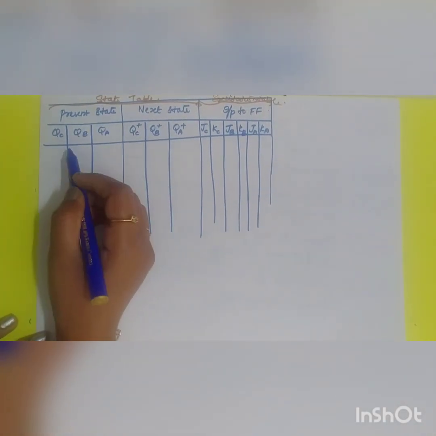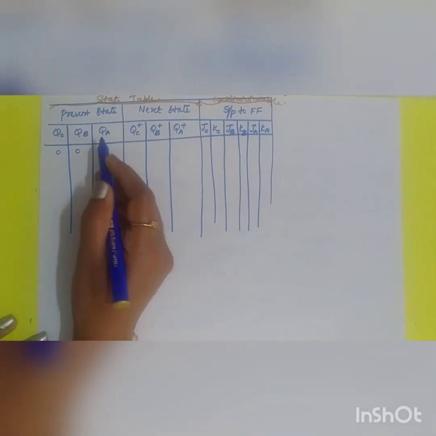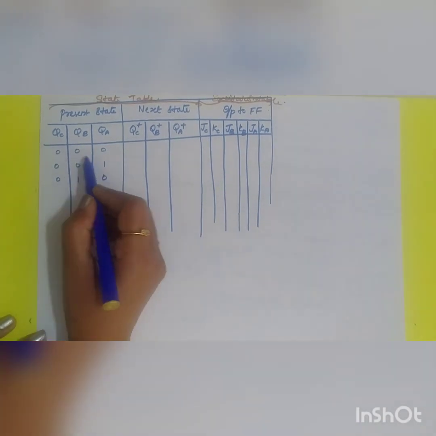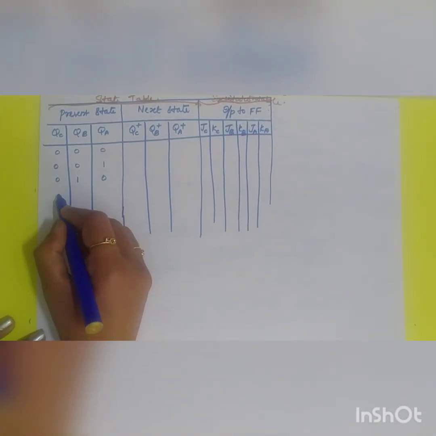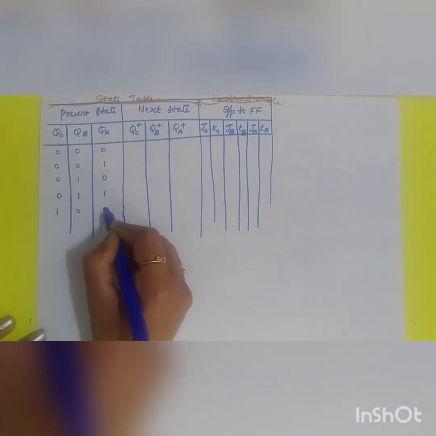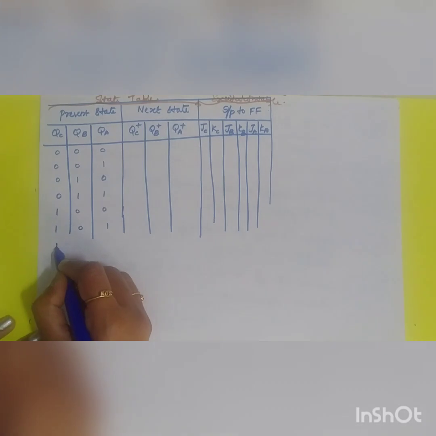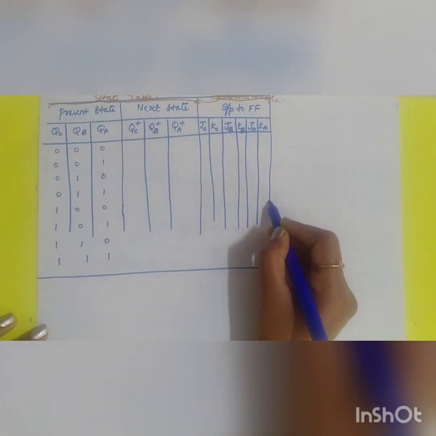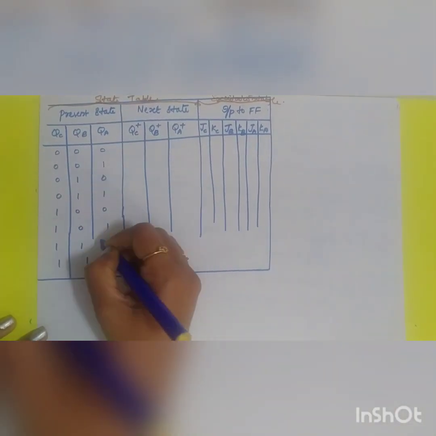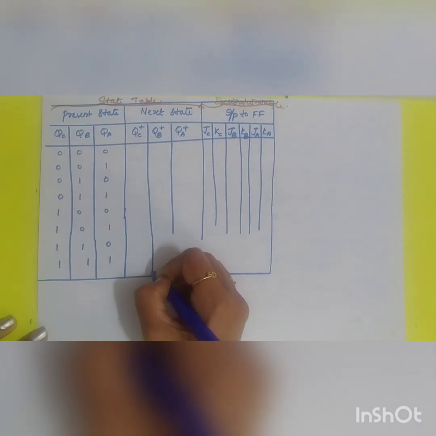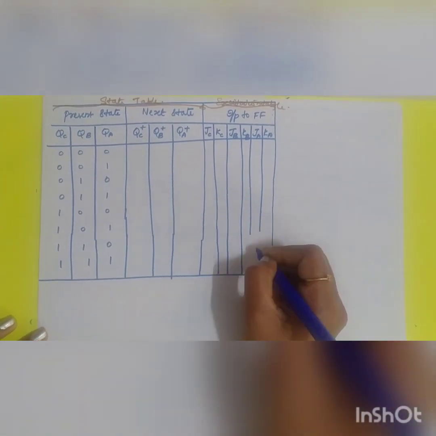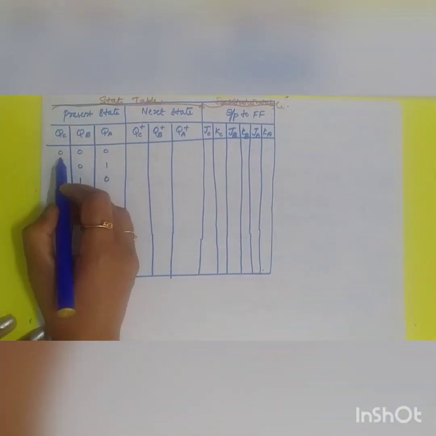Now this is done. Your n is equal to 3, so you have 3 bits, right? So you have 0 0 0, 0 0 1, 0 1 0. So 3 bits means 0 0 0 up to 7, which is 1 1 1. So 0 1 1, 1 0 0, 1 0 1, 1 1 0, 1 1 1. So these are the bits present in your table. Okay, 0 to 7.